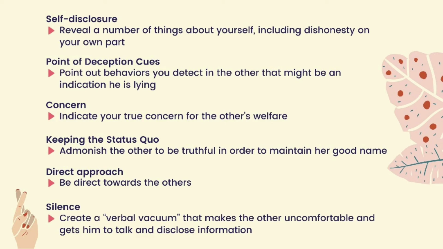The last of the verbal tactics or strategies in detecting deception is silence. With silence, you don't say anything, to create a verbal vacuum that makes the other party feel uncomfortable and gets him to talk and disclose information. For example, if you know that the other party is telling you a lie or using deception, you keep eye contact, make a serious face, but remain silent and don't say anything. So that is silence, and that is all for the verbal tactics in detecting deception.